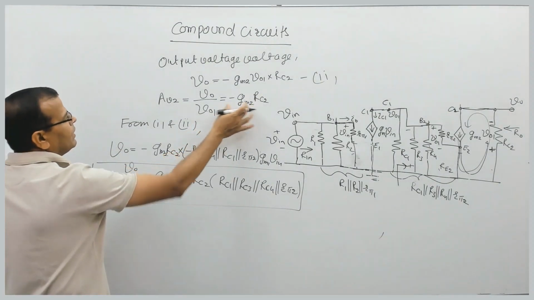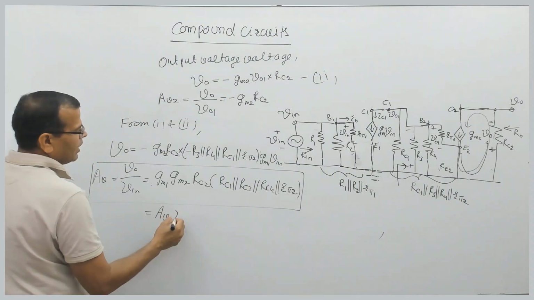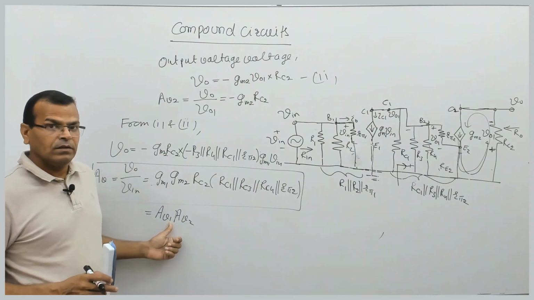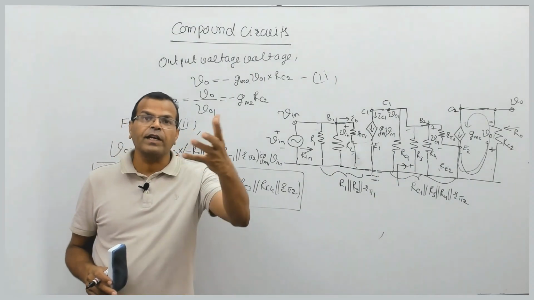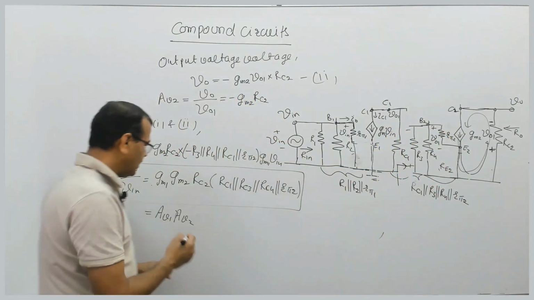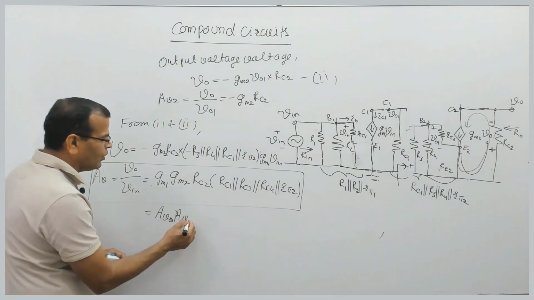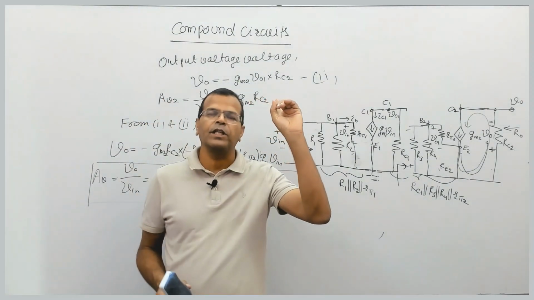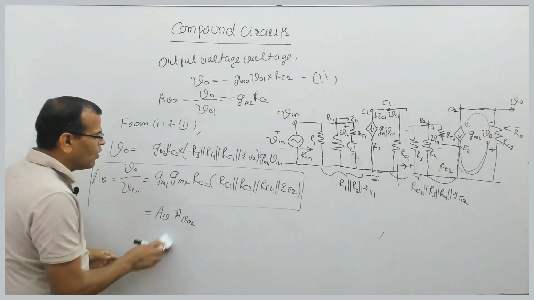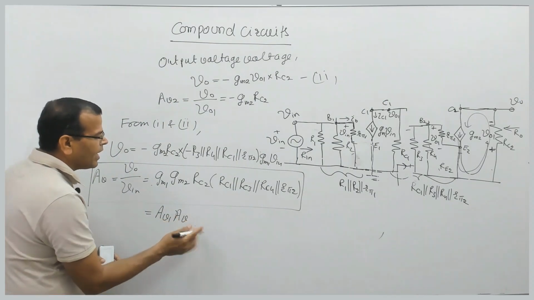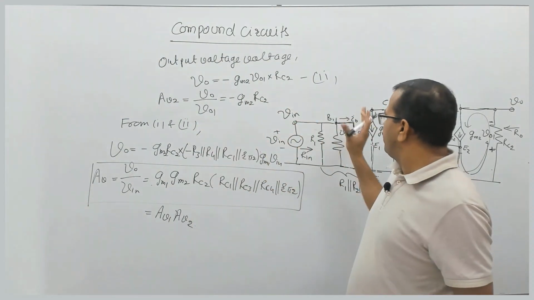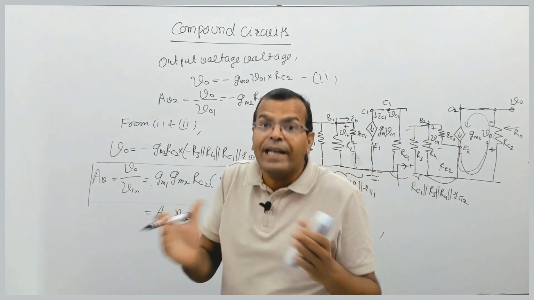Although you can see carefully, this is nothing but the product of the first stage and second stage, but see carefully, this is not the open circuited gain. I talked about the open circuited gain in multi-stage amplifiers. When it is open circuited, then this is not equal to AV01 and AV02. This is the overall voltage gain of interactive stages. Fine. So the overall voltage gain is the product of the first stage and second stage, but these are interactive stages.